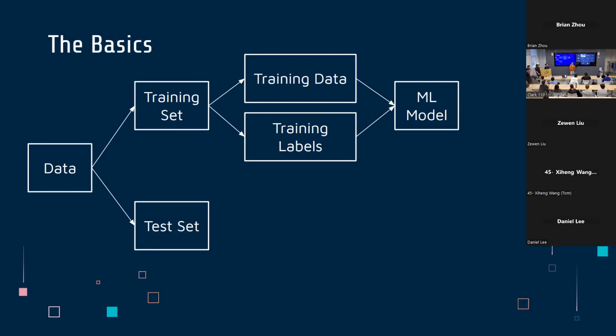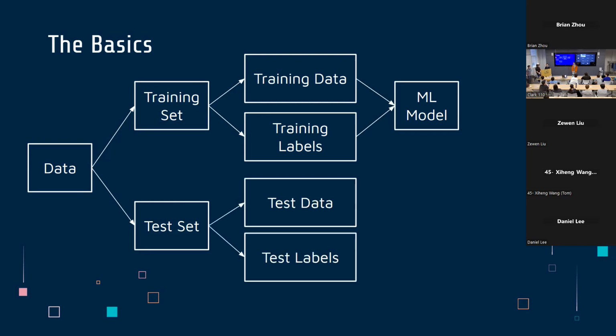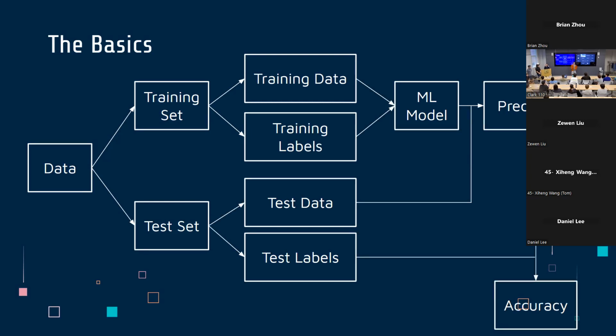And so you train your machine learning model, and then you also do the same thing for the test set. So you have test data and then test labels. And then from here, you plug this test data into your machine learning model. So your machine learning model learned how to map data to labels, and it's going to make predictions from the test data. And then from there, you get a certain accuracy. Okay, how well were my predictions for the machine learning model?